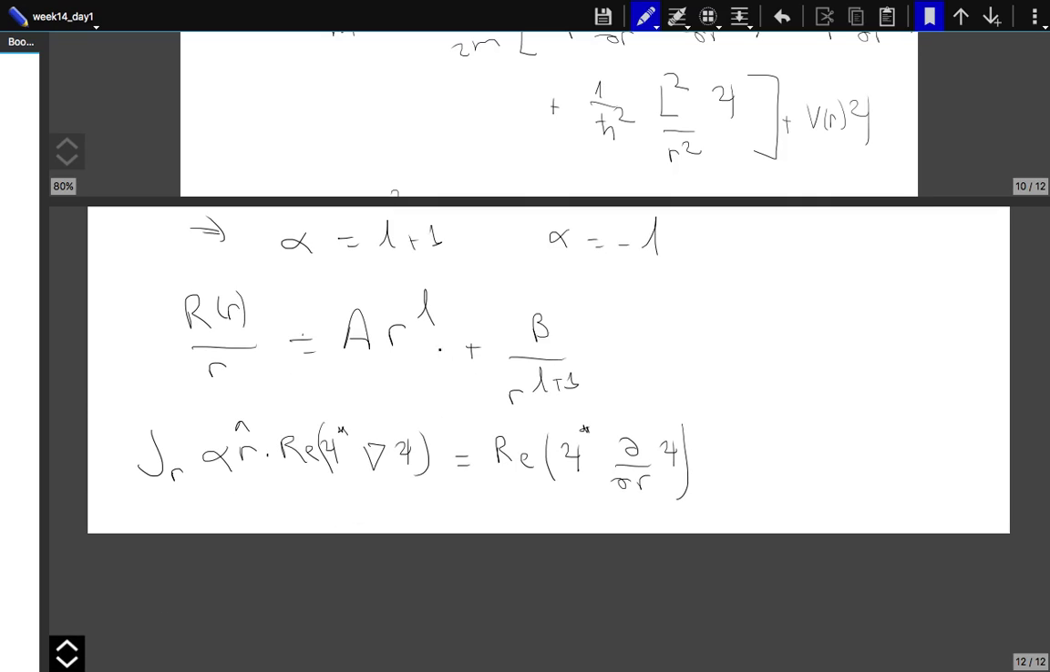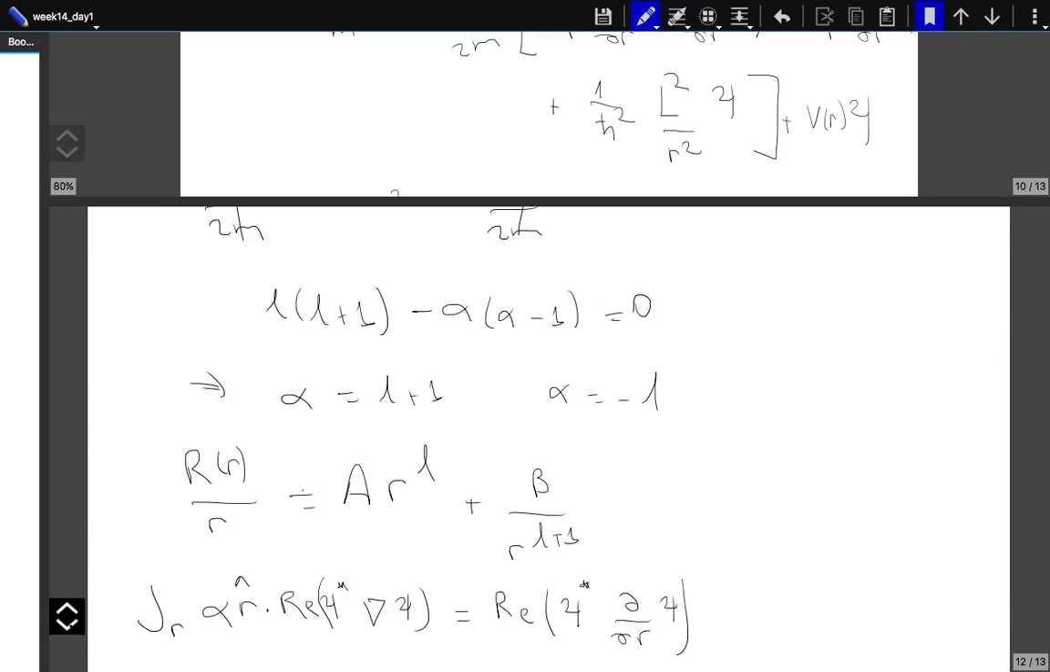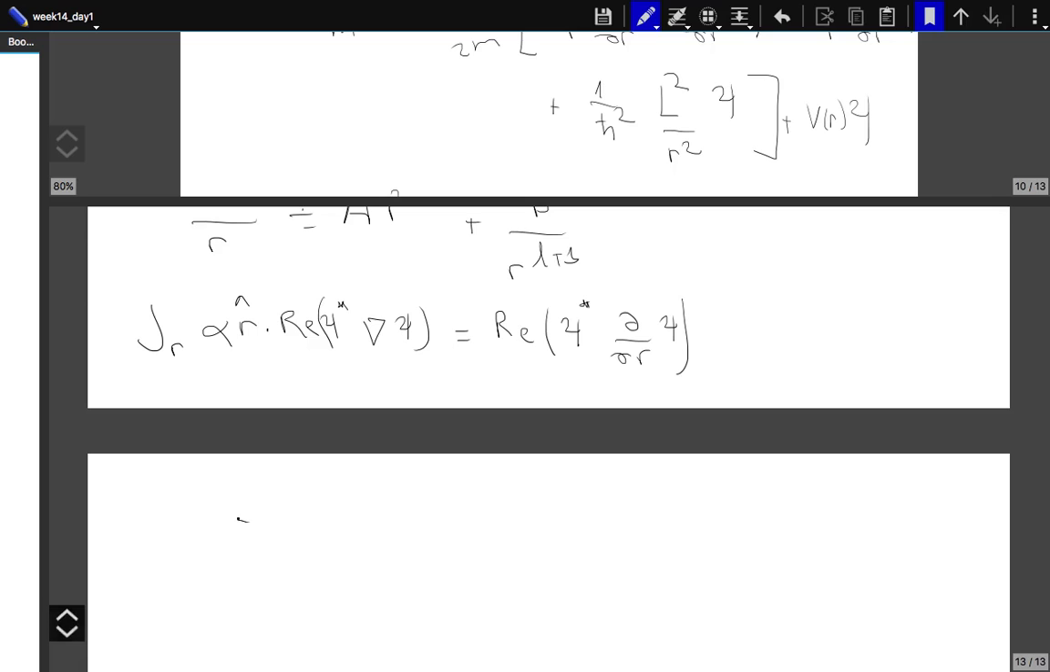Now, if you look at the B part, the term containing the B, this will be B squared times L plus 1. Well, let's say there will be a minus sign over here. So this will be plus B squared L plus 1, 1 over R to the power 2L plus 1, plus other terms I will have. Just put in the number. It should be minus h bar over 2m, etc.